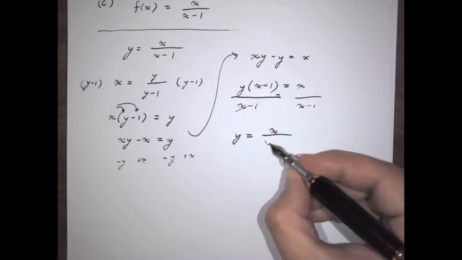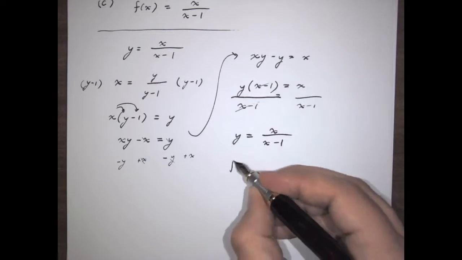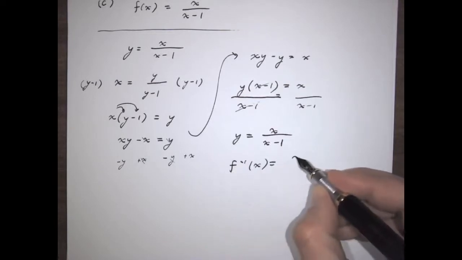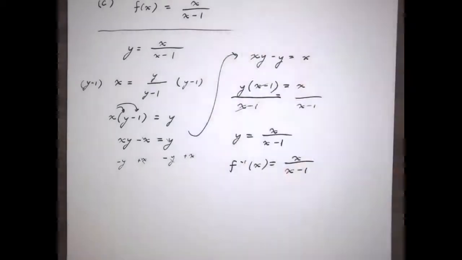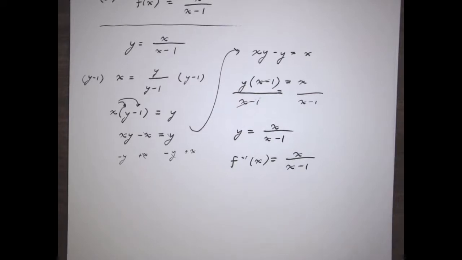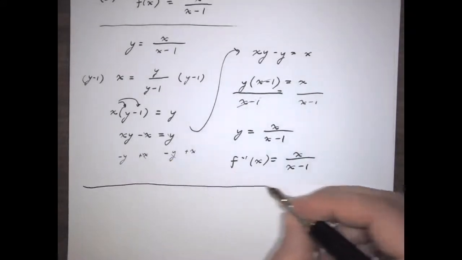I get x over x minus 1. In other words, f inverse of x equals x over x minus 1, just like the original function again. So we'll take a look at what it actually means when functions and their inverses line up in this way. It's kind of a special case, but it does happen with some regularity.